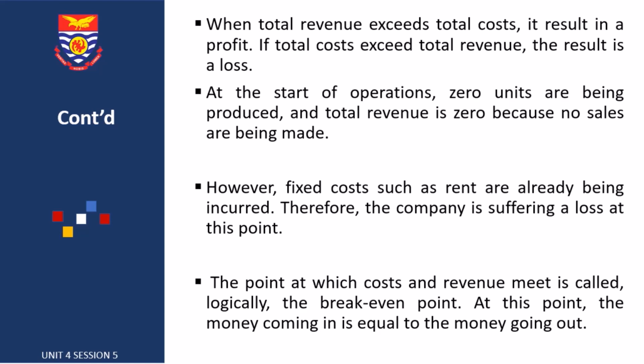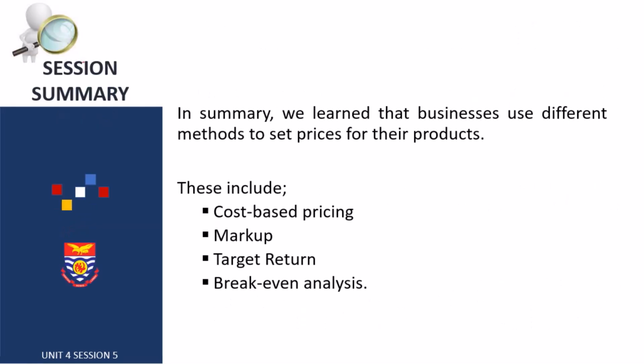However, fixed costs such as rent are already being incurred. Therefore, the company is suffering a loss at this point. The point at which cost and revenue meet is called the break-even point. At this point, the money received is equal to the money going out. In summary, we have learned that businesses use different methods to set prices for their products. The price methods include cost-based pricing, markup, target return, and break-even analysis.